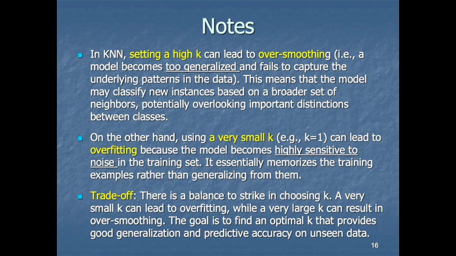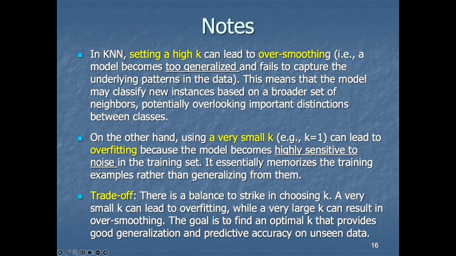And on the other hand, if you set the value of k very small, let's say just one nearest neighbor, this is exactly what happens in decision trees with overfitting, right? Because your model is too sensitive to noise, since you are selecting just one neighbor, and it learns all the nuances in the data and becomes overfit. So that's also the problem with setting k too low.